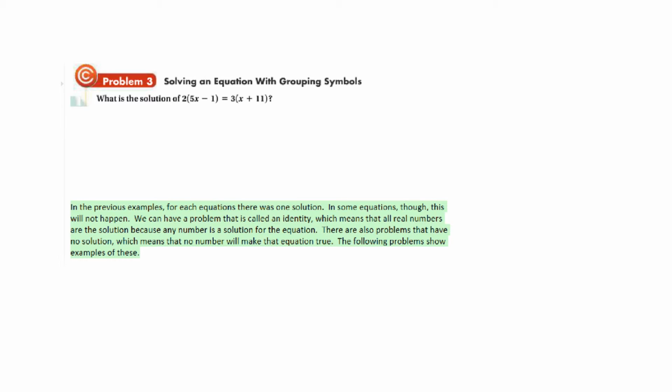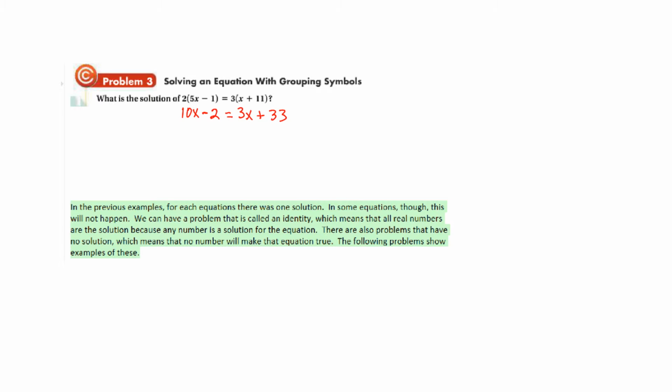Now in this example, we're looking at solving an equation with grouping symbols. So following our steps, again, no fractions to clear, but there are parentheses to clear. So I'm going to do my distributive property. 2 times 5x is 10x, and 2 times negative 1 is minus 2. And then on the other side, 3 times x is 3x, and 3 times 11 is 33.